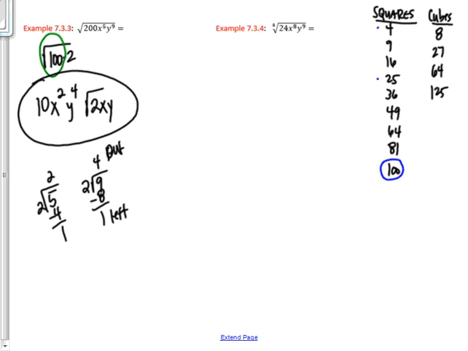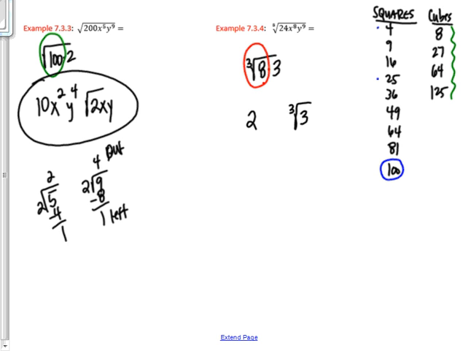A cube root, like number 4, works the same way, except I don't need to be looking at a list of squares. I've put this extra list of cubes up here for you. So I would draw a blank cube. You're going to say which one of these numbers goes into 24. That's going to be 8 times 3. The cube root of 8 comes out as a 2, and then that 3 stays in.